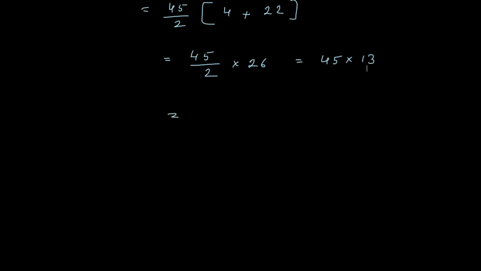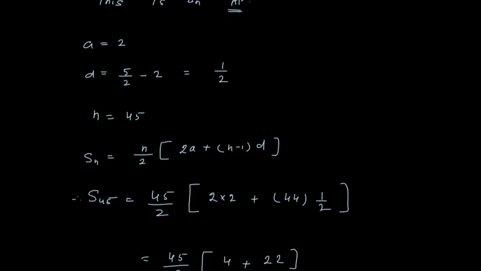Now 13 5 the 65, 6 carry, 13 4 the 52, 52 plus 6 is 58. Let us check again. 45 into 13. So 13 5 the 65, 6, then 13 4 the 52, 52 plus 6 is 58. So Sn is equal to 585.